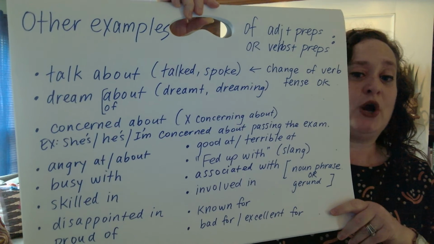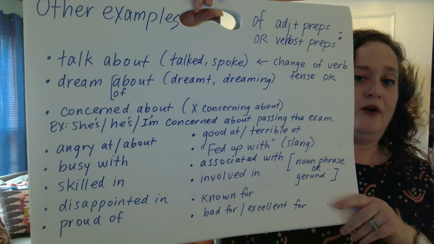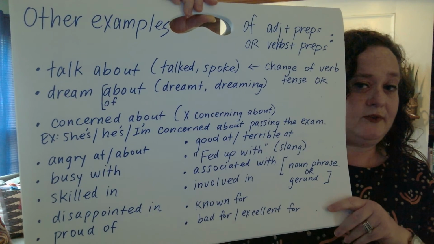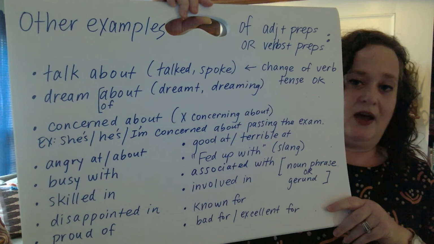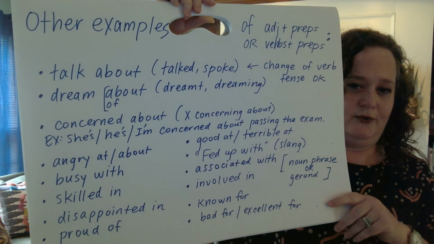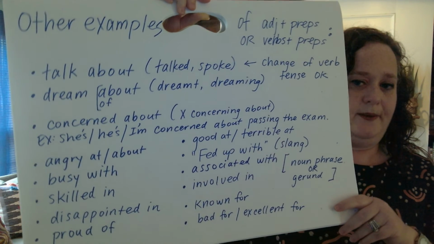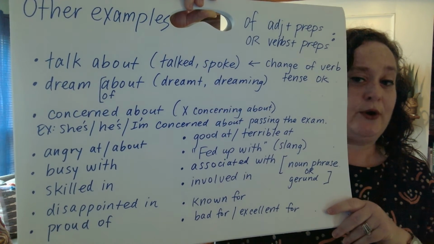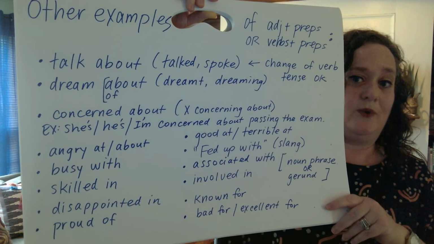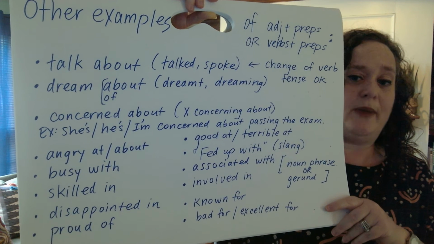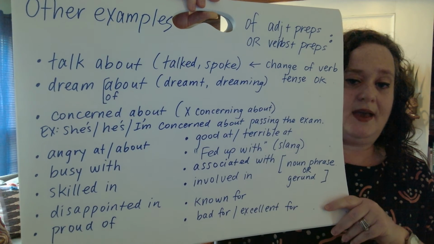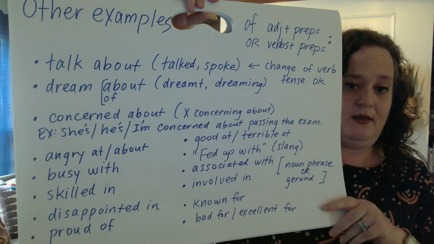Another one, concerned about. Now, you notice that next to that, I put concerning about, and this is not common in English. It will sound strange to a native speaker. So, use concerned about. So, example, she's or he's or I'm concerned about passing the exam. Okay, we can change the pronouns there.